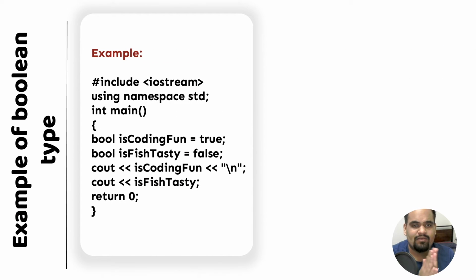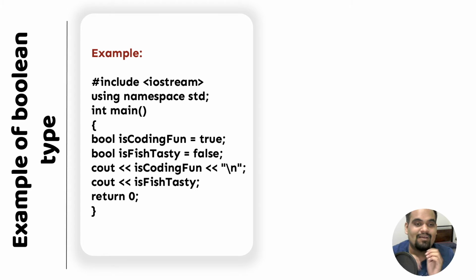Now an example of Boolean, let's understand this. We have a simple program which says bool isCodingFun. We declared a bool, is coding fun? It's true, actually it's true. Then bool isFishTasty, it's false. Even I don't like fish, so let's just drop that plan. Fish is not tasty, so false.